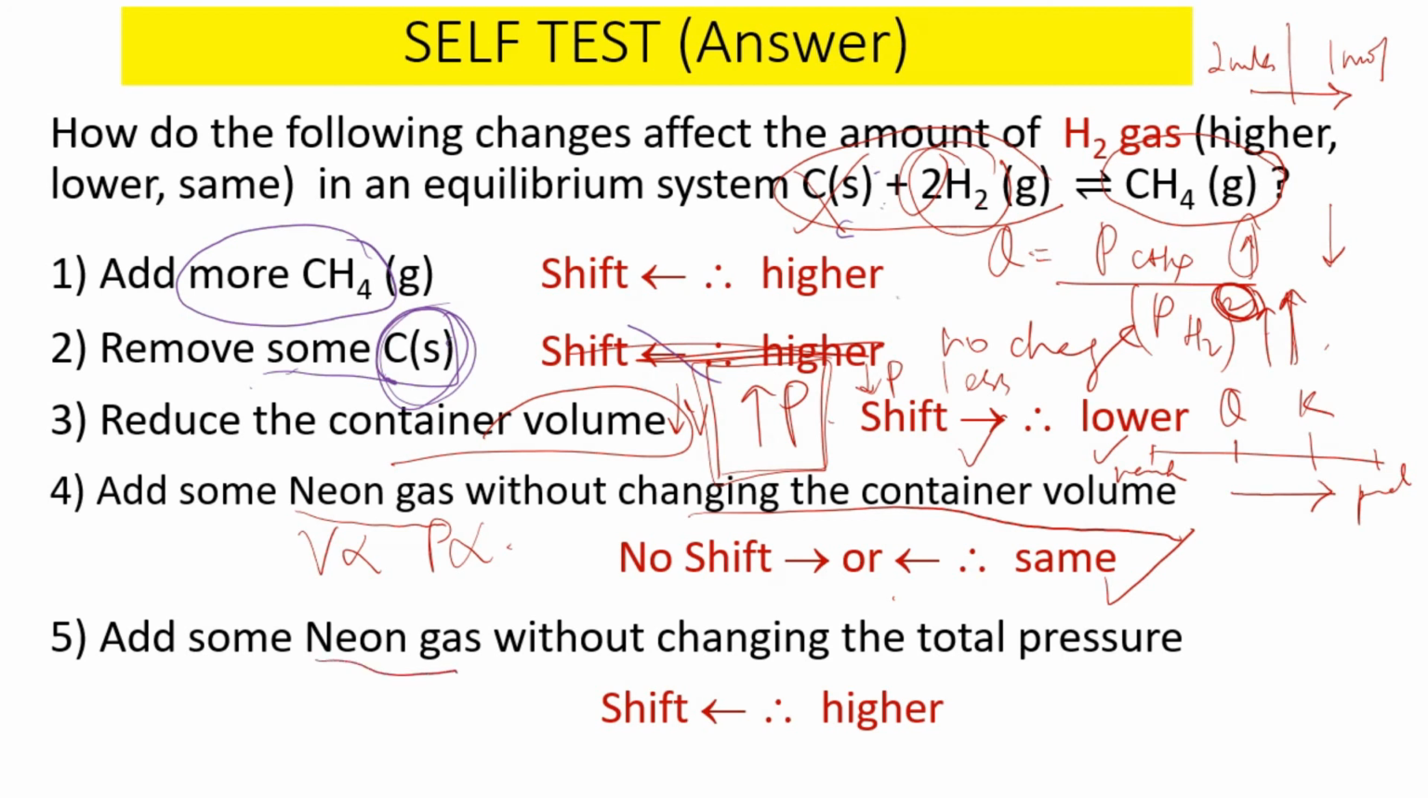How about adding neon gas without changing the total pressure? It means the total pressure must be the same. So to make sure the total pressure is still the same with a new gas inside, we bring down the partial pressure of each gas. If you bring down the pressure, the system tries to increase the pressure by shifting to the side with more moles of gas. Which side has more moles? 2 and 1, so the left hand side. If you shift to the left hand side, the amount of hydrogen would be higher.